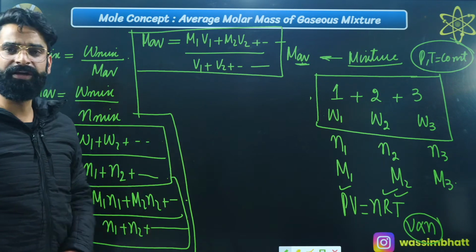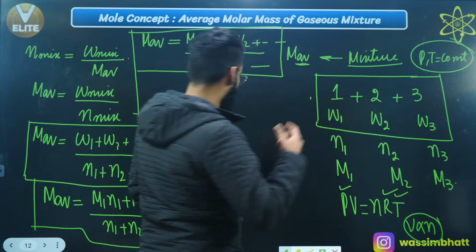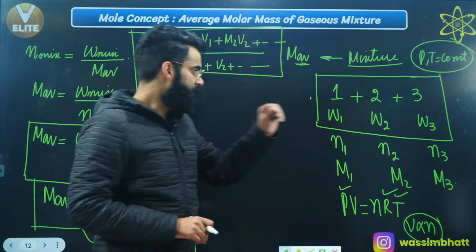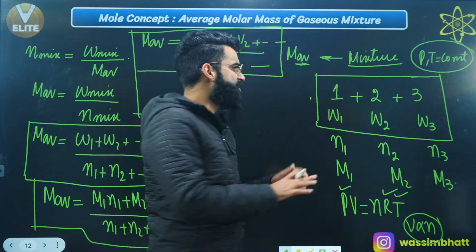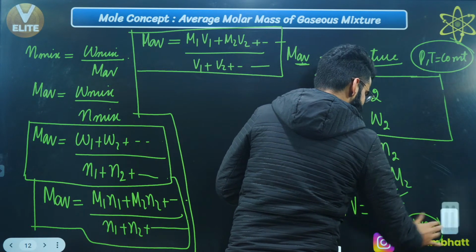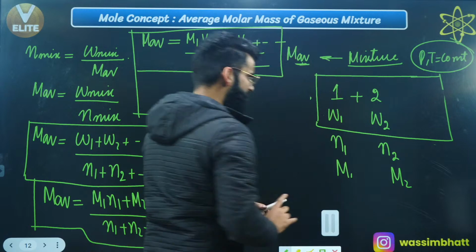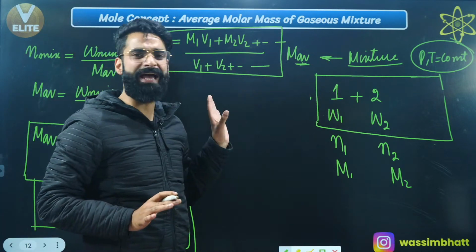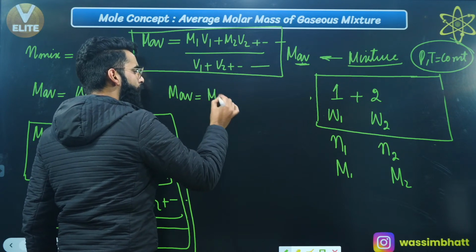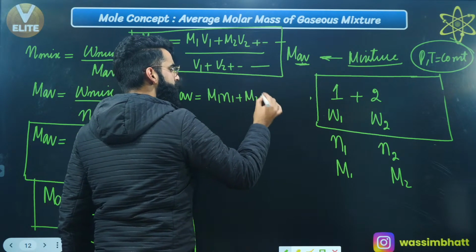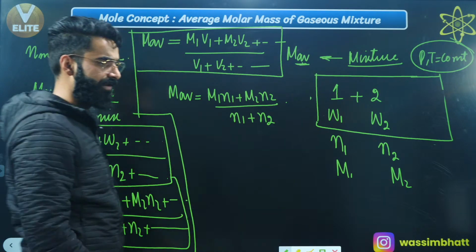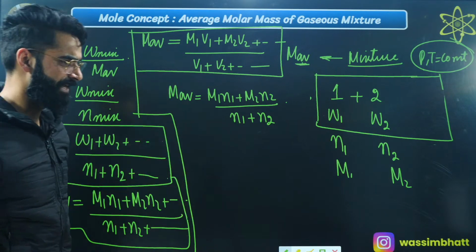Let me give you one more formula from which one more question can be asked. See what the formula is going to be all about. I'm assuming, for example, there are only two gases in the container. Correct? Have a look exactly. If there are only two gases in the container, I can write the formula MAV is equal to M1 N1 plus M2 N2 divided by N1 plus N2. This is one of the formulas by means of which we can calculate average molar mass of the gaseous mixture.